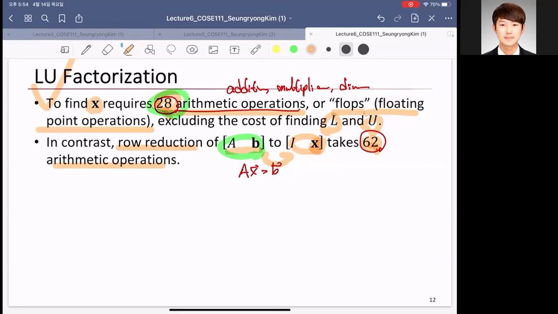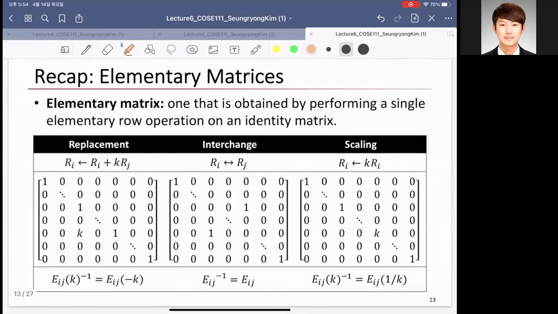Professor, could you explain how to find? We did not discuss yet. We did not discuss how to find those matrix L yet. So from here, we will talk about how to find this. Okay?